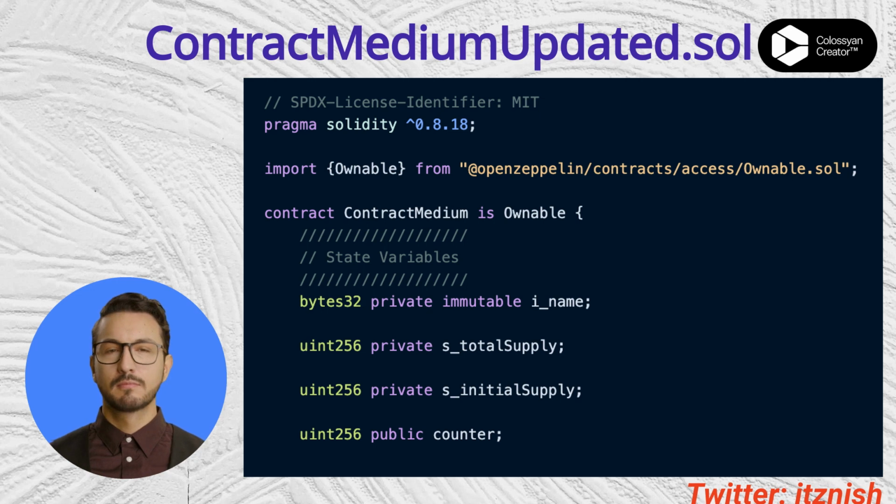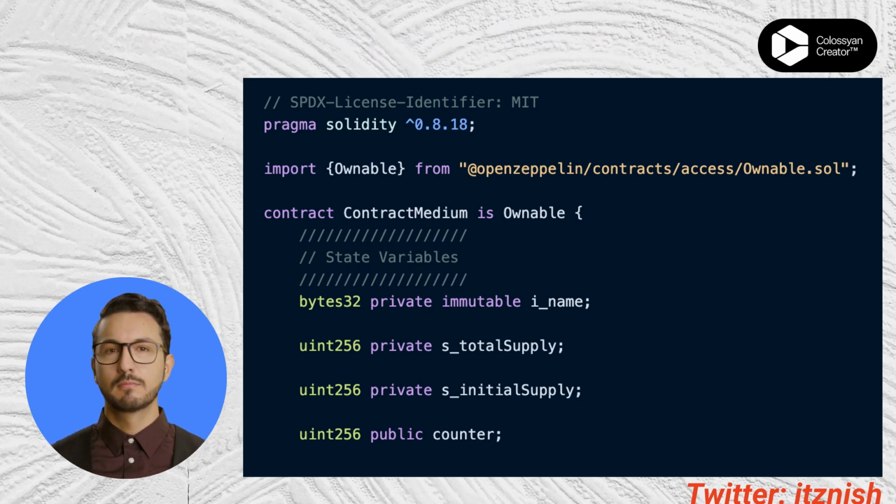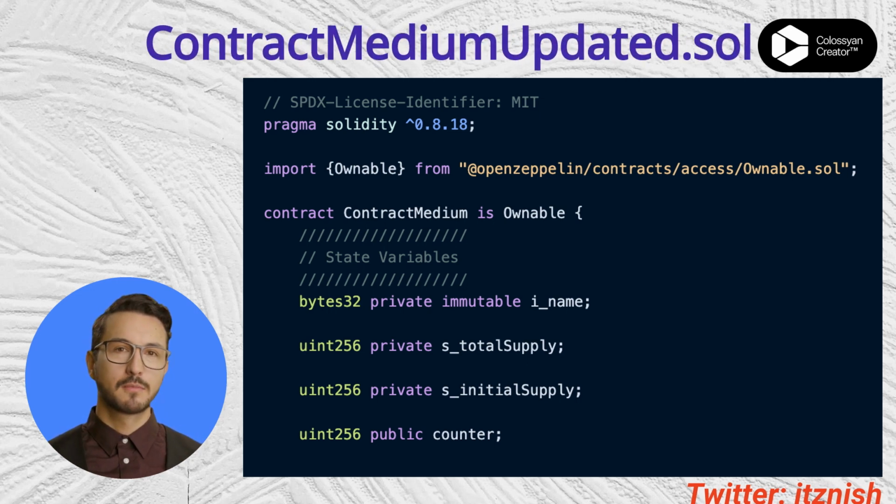State variables. Notice the section comments which clearly mention state variables. This makes the code more readable and professional. We have the 4 state variables as before, but with subtle changes. Notice the state variable name, refactored as i_name. As it is now declared as private, this would need a getter function. Remember, Solidity provides us a getter only for public declared variables.